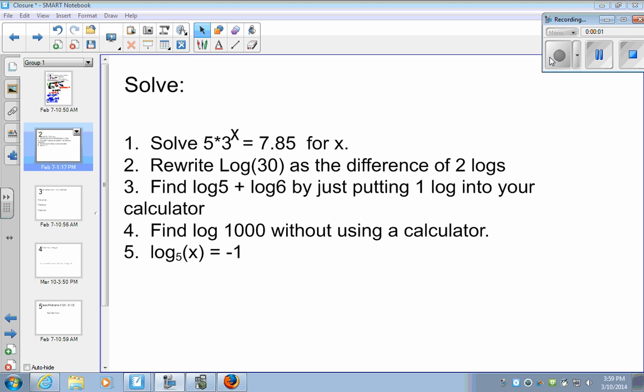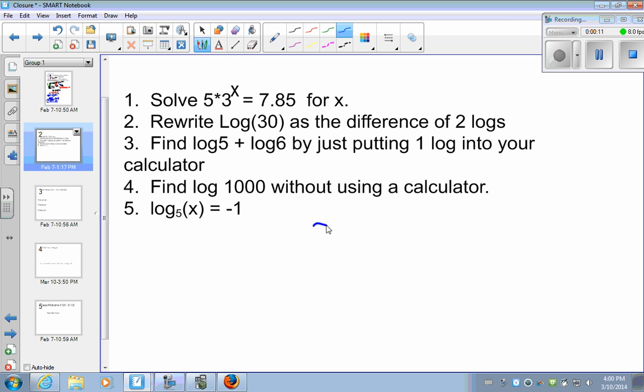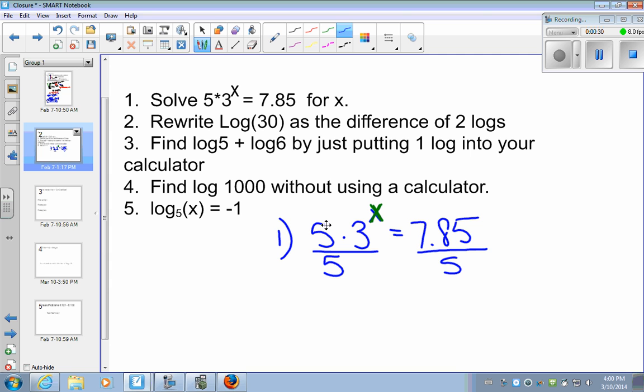So this is just a whole bunch of operations on logarithms that you've been learning how to do, just a bunch of manipulations. So if I have to solve, for example, number 1, 5 times 3 to the x equals 7.85. I'm trying to get at this x here. So I'm going to have to use logarithms because the exponent is the thing I'm looking for. But it's perfectly legal to start out by dividing both sides by 5.